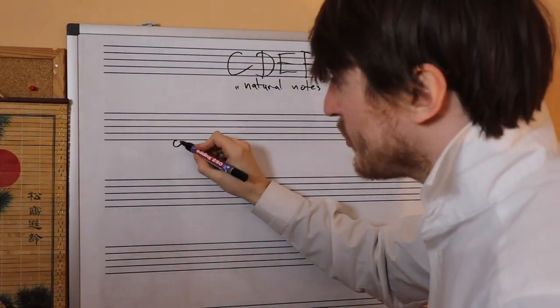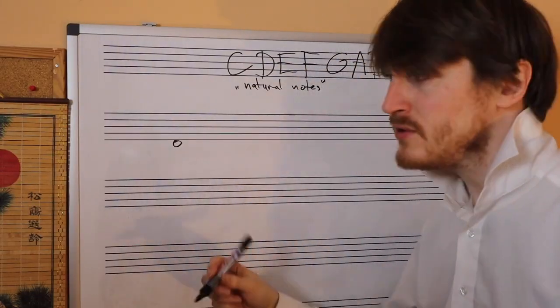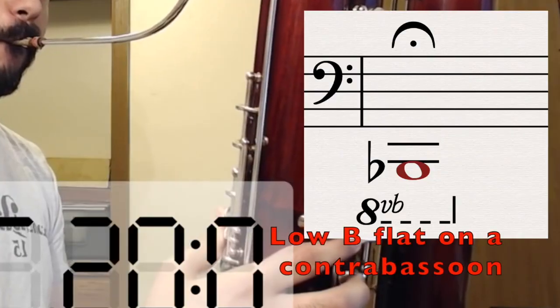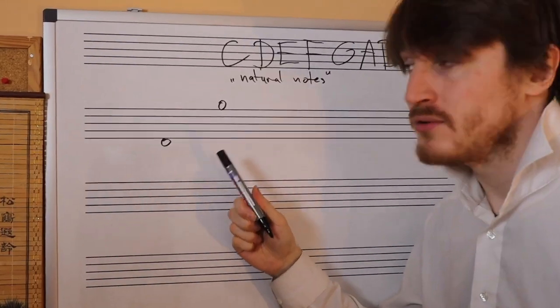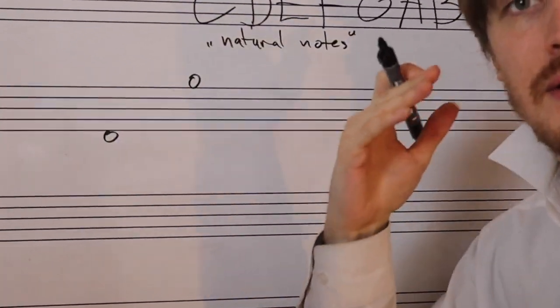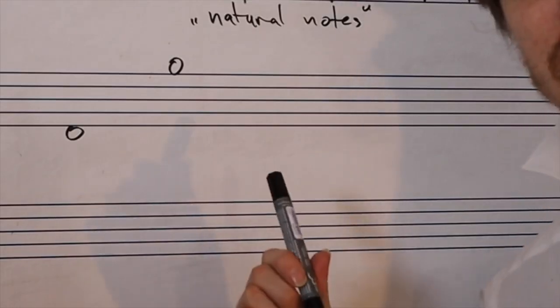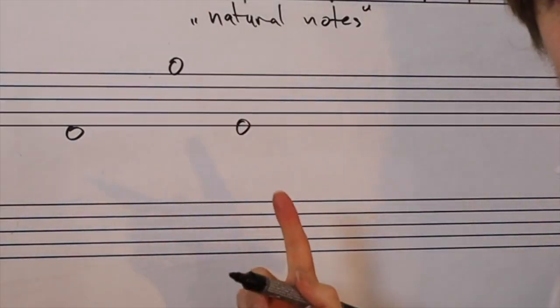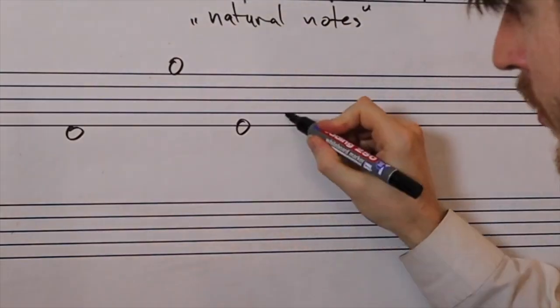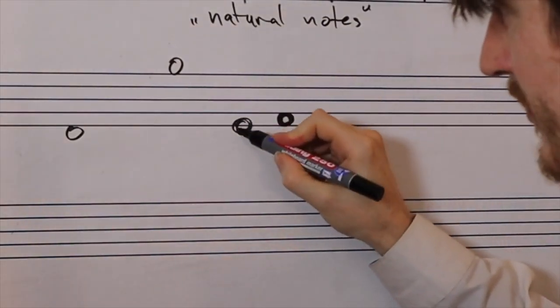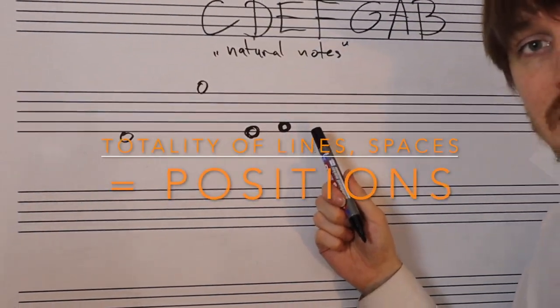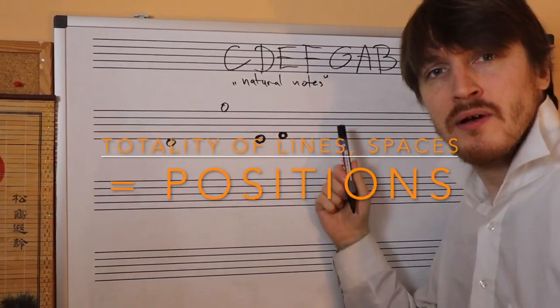The lower a note is notated, the lower it's going to sound. The higher it's notated relative to these 5 lines, the higher it's going to sound. A note can be written exactly on a line, in the middle, or in the space between 2 lines. The totality of lines and spaces is called positions.